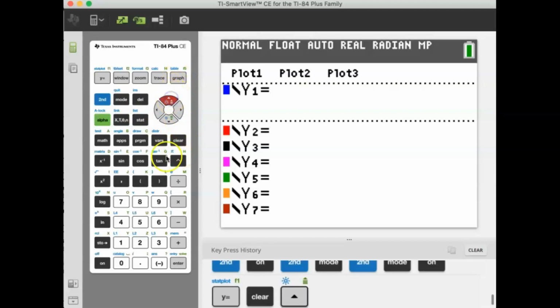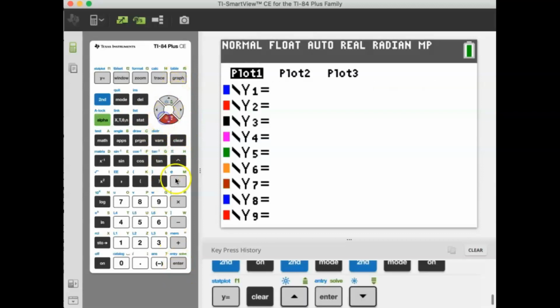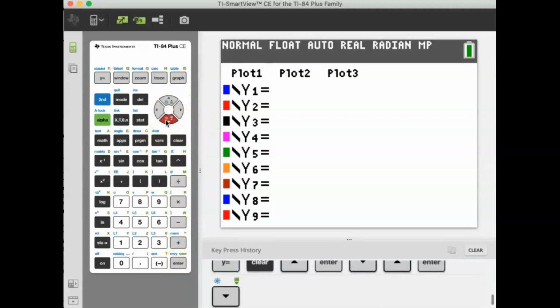If, for whatever reason, you have your plot highlighted, you need to arrow up, press enter, and unhighlight it. What that means is your calculator is going to search for data so that it can graph some sort of statistical representation of the data, like a box and whisker plot, scatter plot, and so forth, and we are not giving it data.